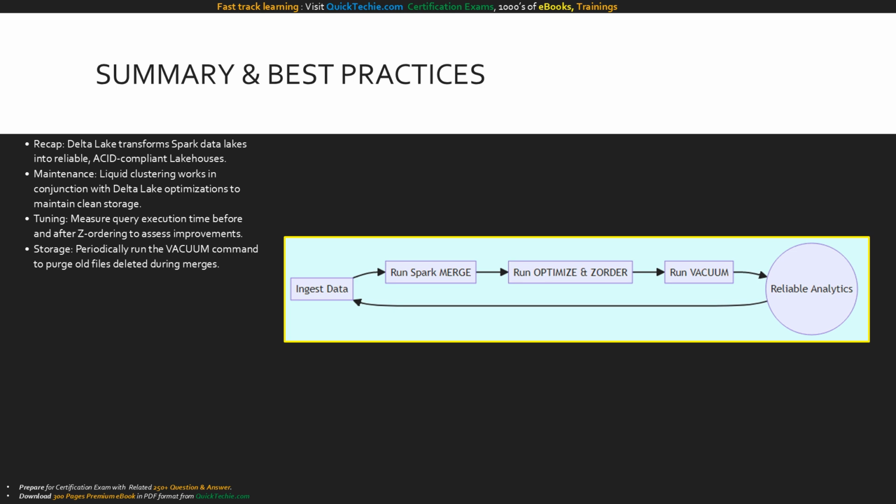To wrap up our session, integrating Delta Lake is the absolute gold standard for achieving ACID compliance and data reliability in Apache Spark. It transforms your fragile data lake into a robust lakehouse. As a best practice, remember to regularly run the optimize command to prevent small file bottlenecks. Also, because Delta's copy-on-write mechanism retains old files for time travel, you must periodically run the vacuum command to permanently delete obsolete files and minimize your cloud storage costs. Always measure query execution time before and after Z-ordering to assess improvements and validate your performance gains.